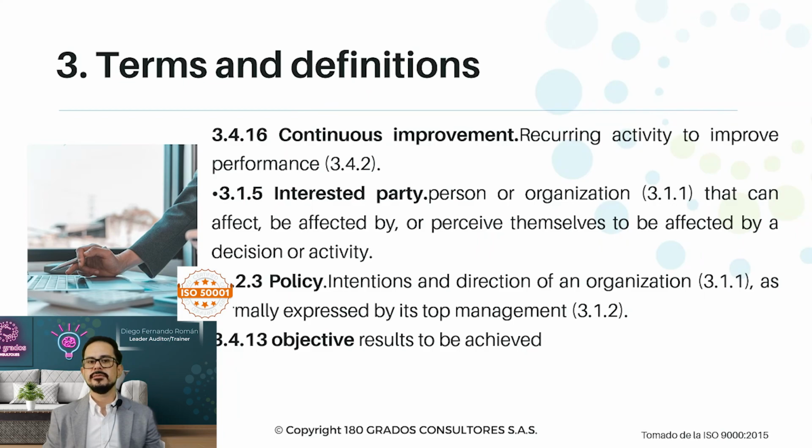Finally, an objective is a result to be achieved. Objectives are specific targets that the organization sets in order to implement its policy and achieve its goals. In an energy management system, objectives may include reducing energy consumption, improving energy efficiency, or reducing greenhouse gas emissions.